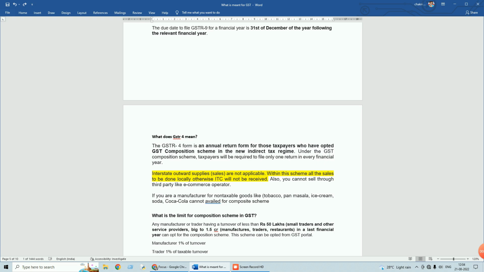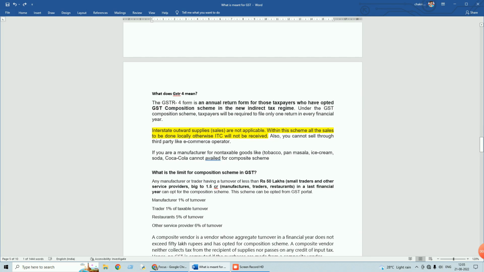One more condition in the same scheme is, if you are a manufacturer of non-taxable goods, there are some goods which are non-taxable as per the HSN code given by government norms. I'll give some examples like tobacco, pan masala, ice cream, soda, Coca-Cola. If you are manufacturing these goods, you cannot avail the composition scheme. Again, there are some more conditions to avail this scheme.